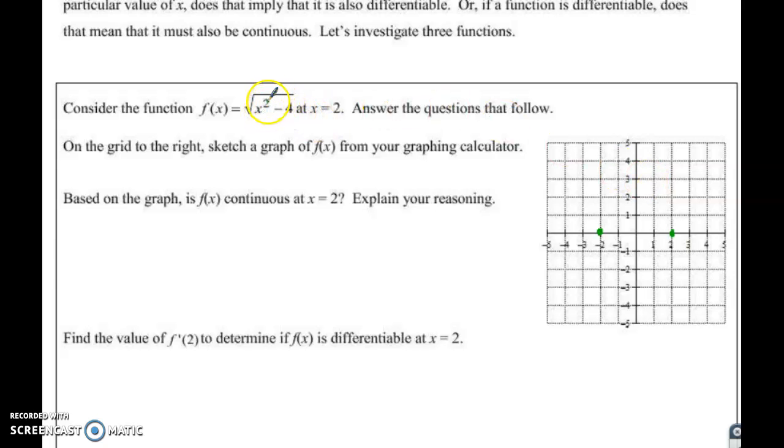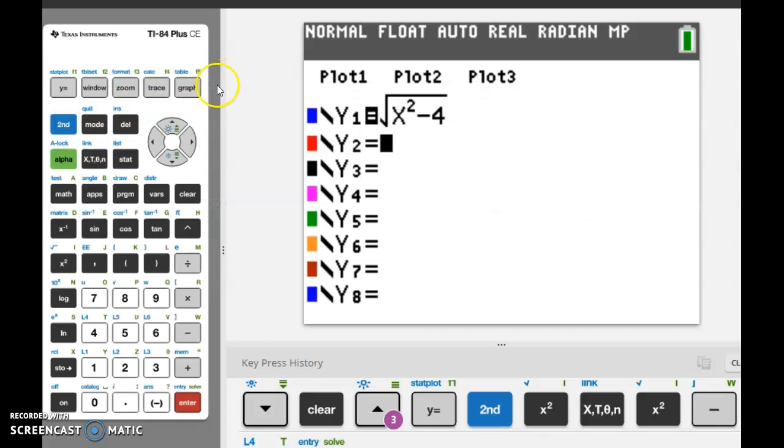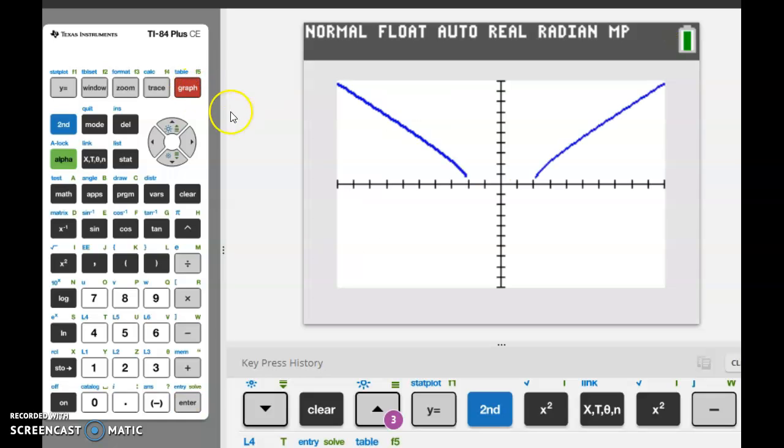What would be another good one? I think 3 squared is 9 minus 4, that's not a good one. 4 squared, 16 minus 4, that's not even a good one. Let's just use a calculator. Okay, there it is. So go to your graph, it looks something like that.